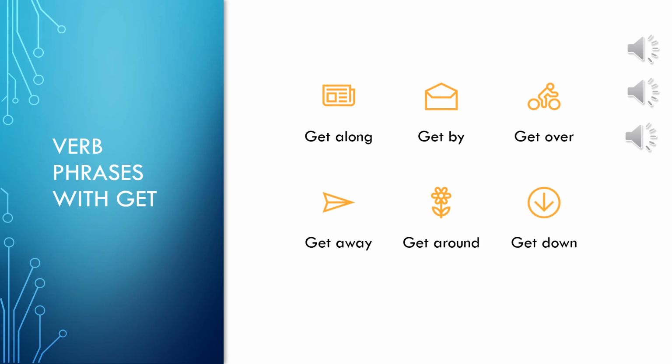Get along is basically a phrasal verb, and it means if you get along with someone, you are friendly with each other. That means get along. If I say an example, I would say, I get along with all my friends. The second word is get by.